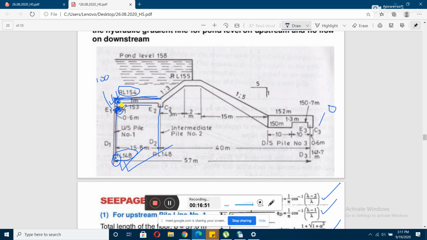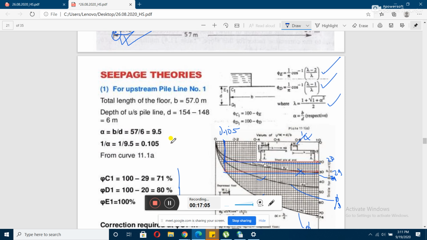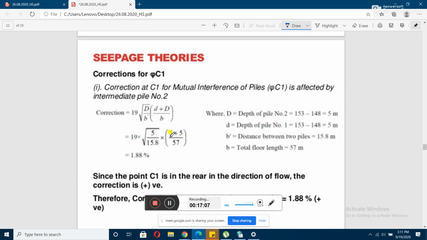So there is no slope. You can see this floor is not having any slope, so there won't be a correction in this part. The correction will be only for the thickness and for the mutual interference of this second pile. Okay, so for the second pile, what is the mutual interference? It is given by this particular formula.